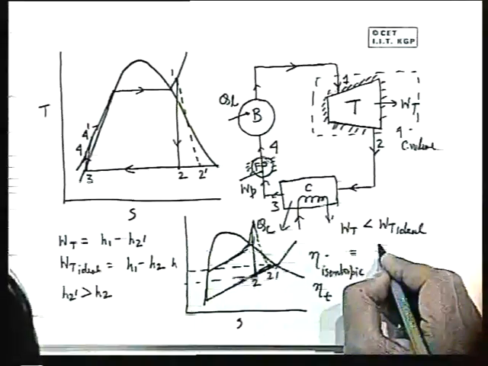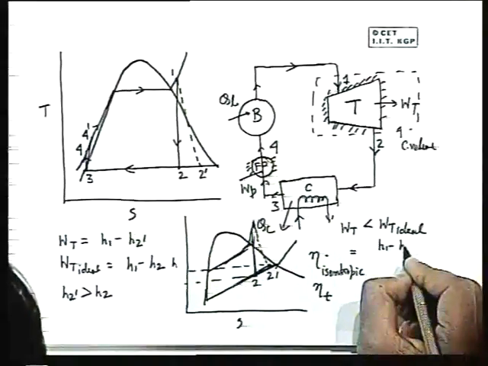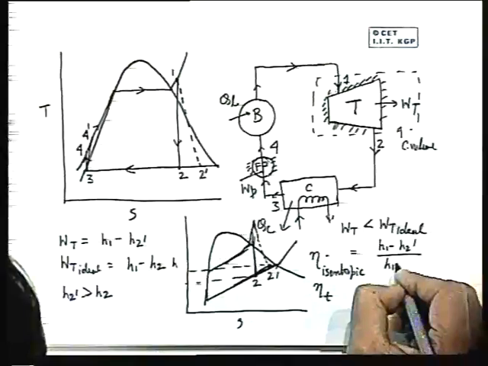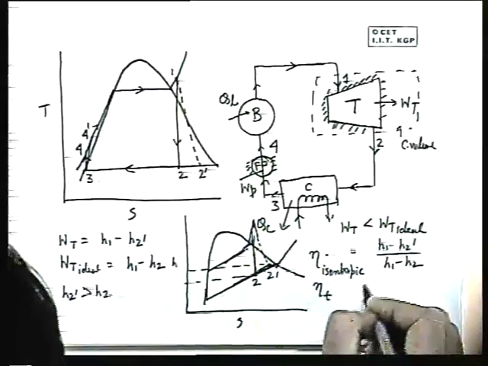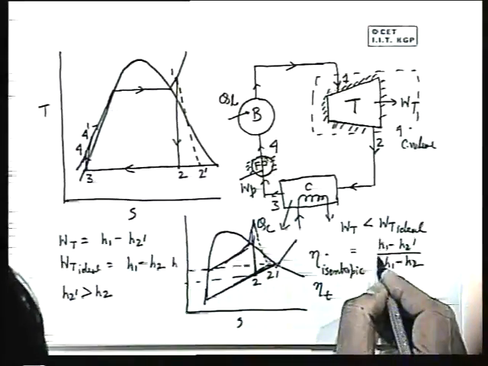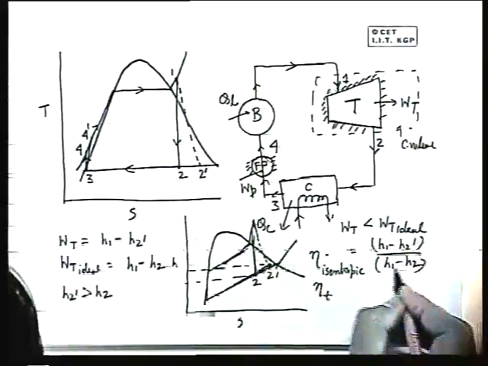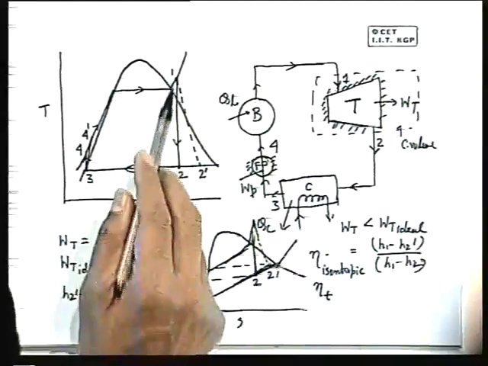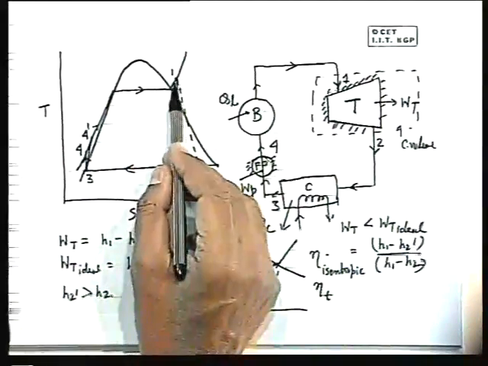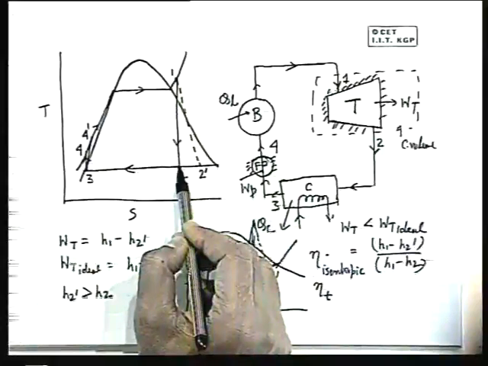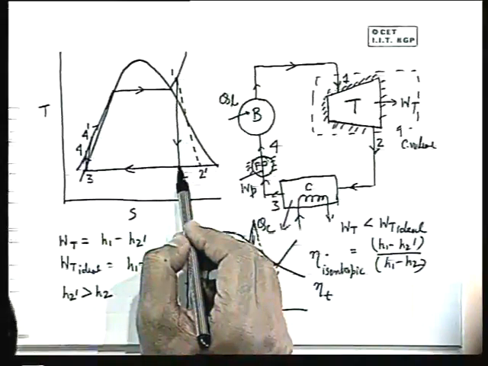So, this becomes equal to the actual work divided by the ideal work. So, if we know the isentropic efficiency of the turbine, then we can find out the actual work if I know this ideal work. Ideal work we can know from the tables, because ideal work corresponds to the process which is reversible adiabatic, isentropic process.